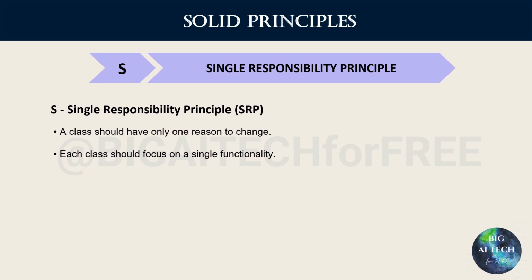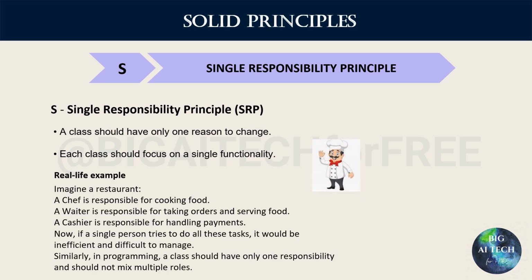If you take a real world example, imagine a restaurant. In that, you have a chef who is responsible for cooking food, a waiter who is responsible for taking orders and serving food, and a cashier who is responsible for handling payments. Now, if there is only one person in this restaurant who does all these tasks, it would be really inefficient, and the productivity would also be impaired. Similarly, in programming, a class should have only one responsibility and should not mix multiple roles.